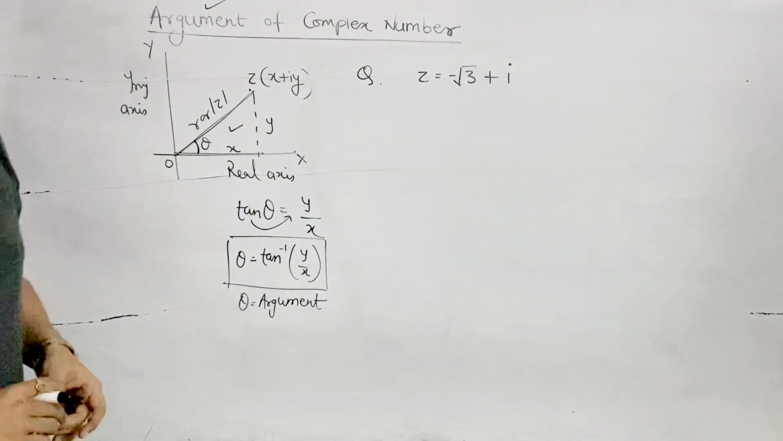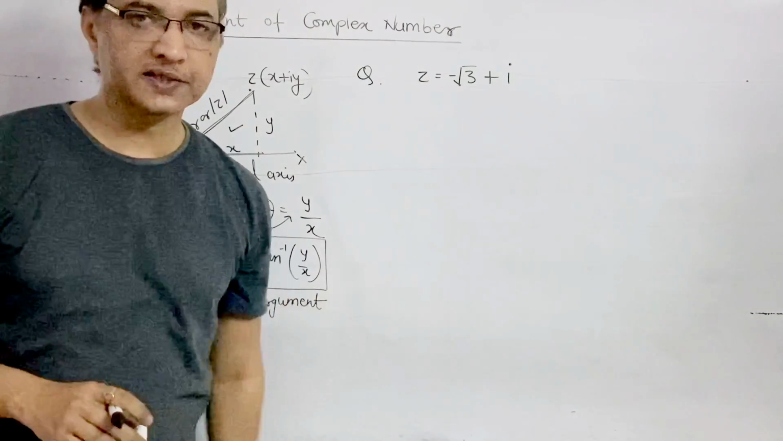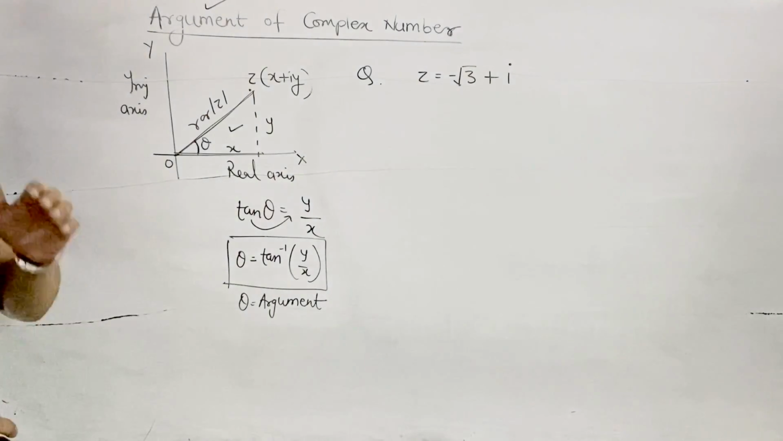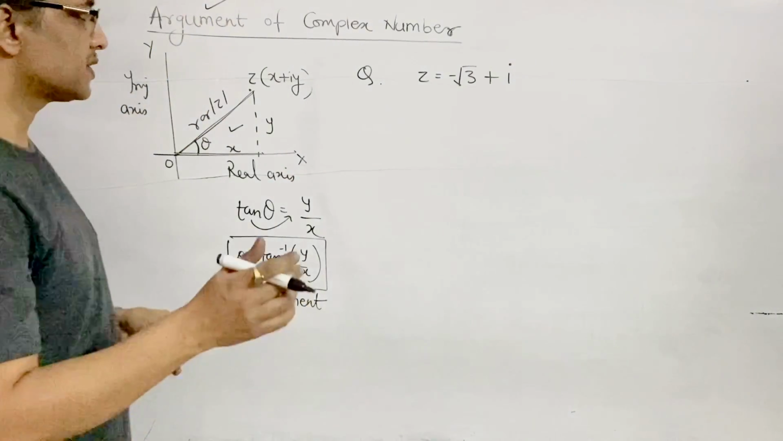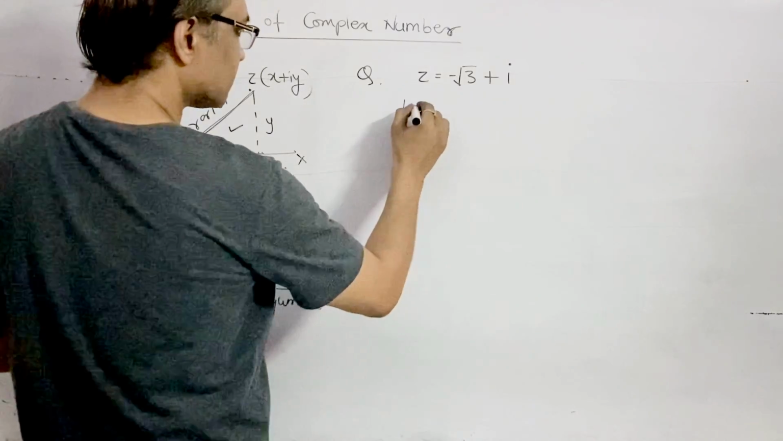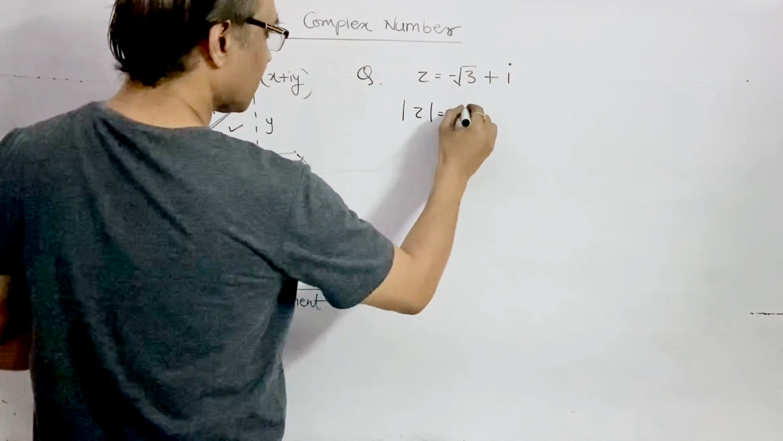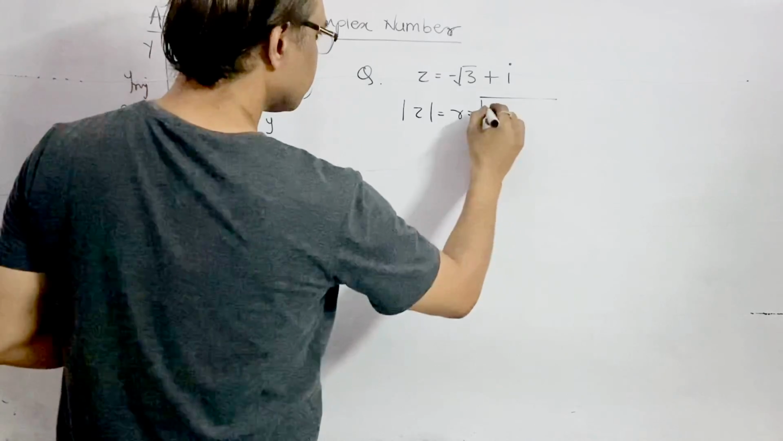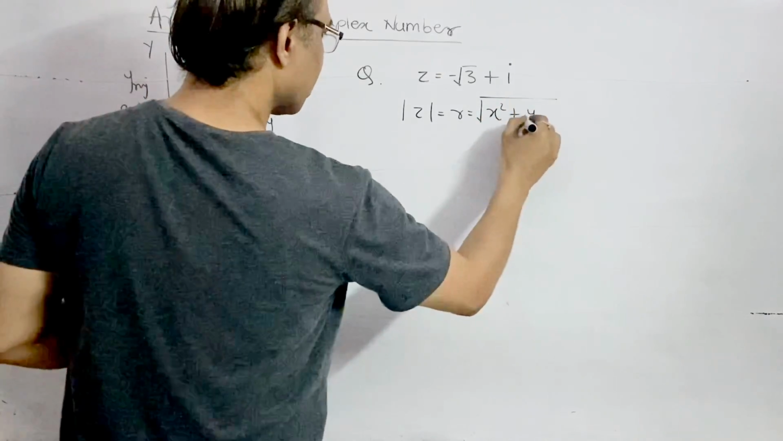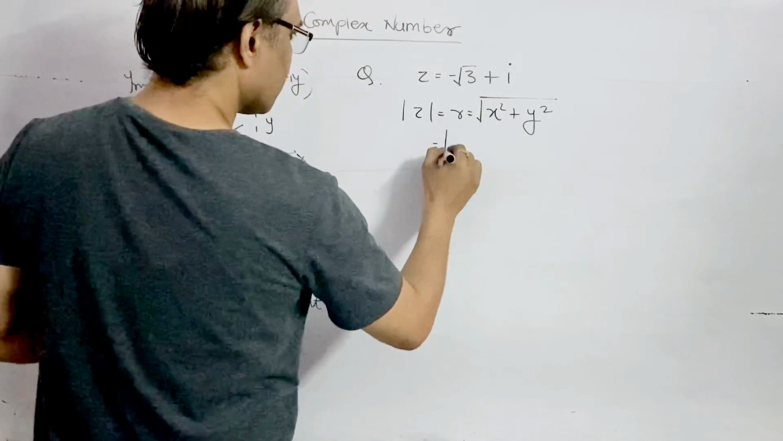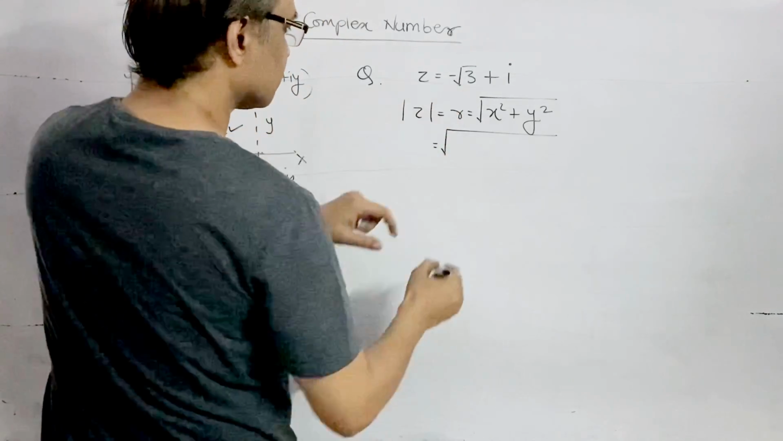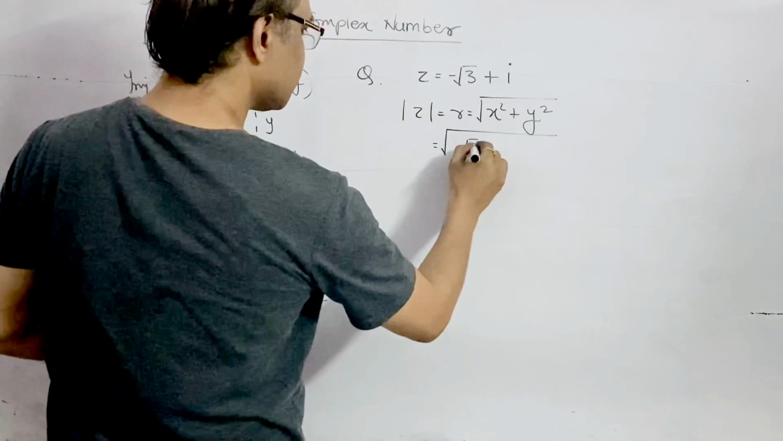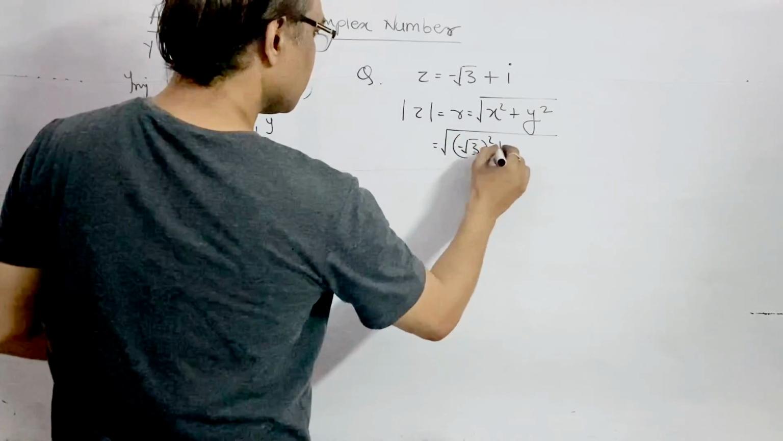Suppose we have a complex number minus root 3 plus i. Now I want to find its modulus as well as argument. First of all, let us find its modulus. Modulus z or r we know is under root x square plus y square. What is the value of x here? X is minus root 3. So this is minus root 3 square plus y square.